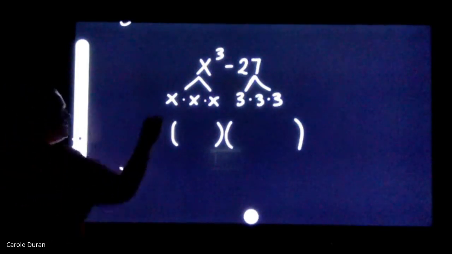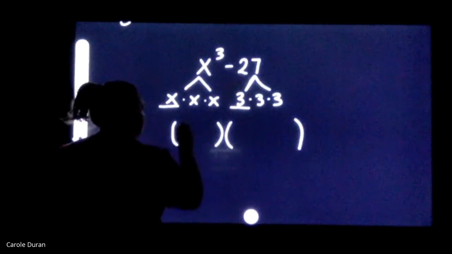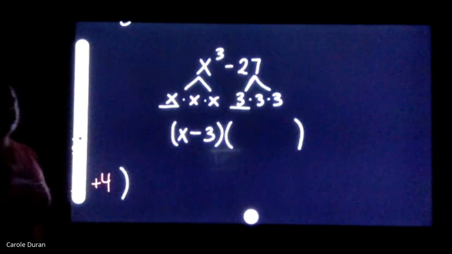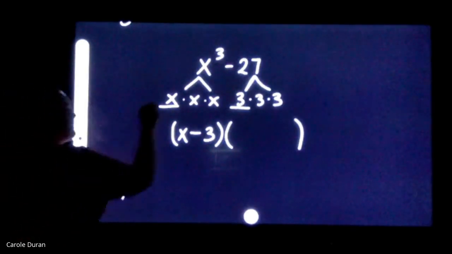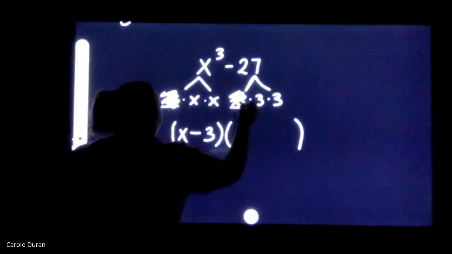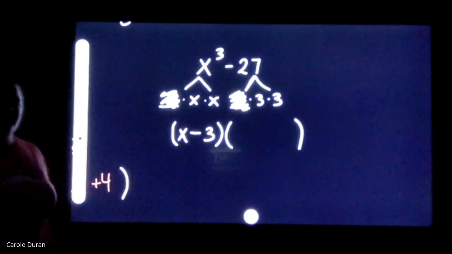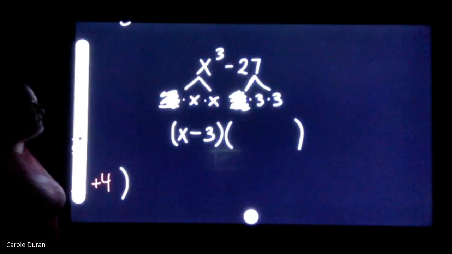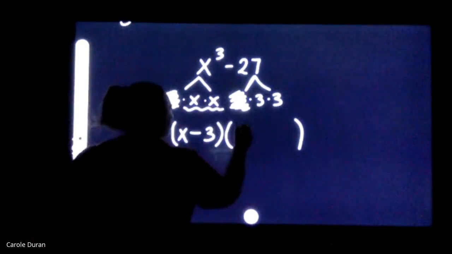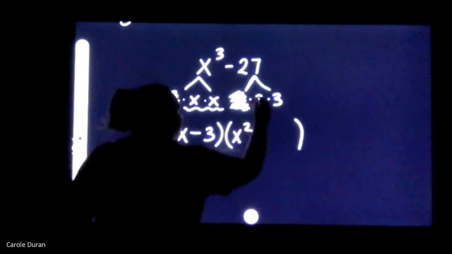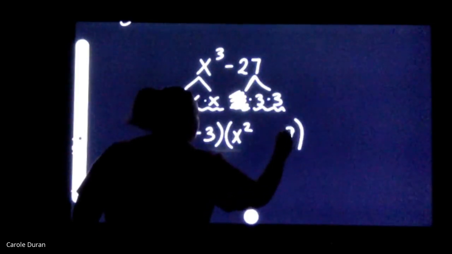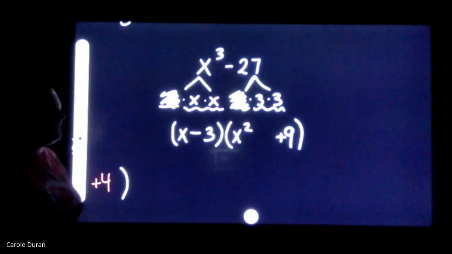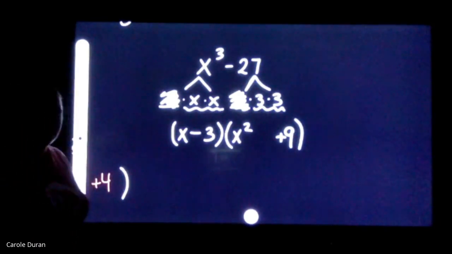For the first factor, I take one of each of my roots with the original sign from the problem. So my first factor is x minus 3. Once I've used one of my roots, I can go ahead and get rid of it. Then I take what's left and I put it into my second factor. So x times x becomes x squared. 3 times 3 becomes 9. That third term is always positive in that trinomial because any number times itself is always a positive.